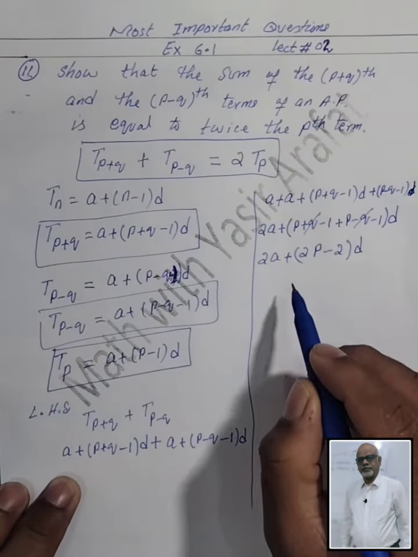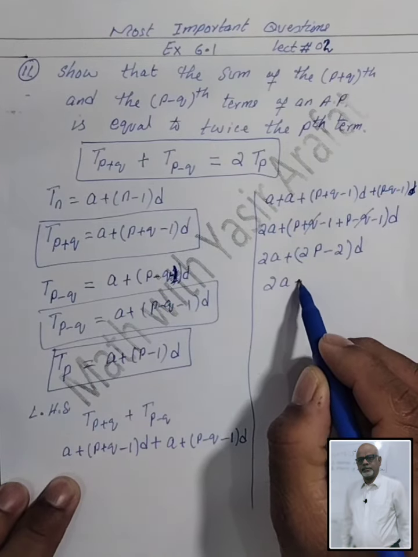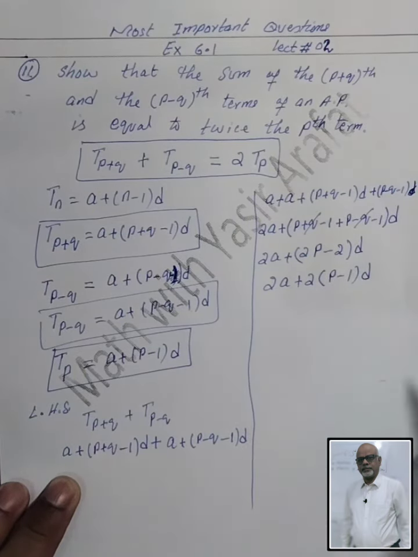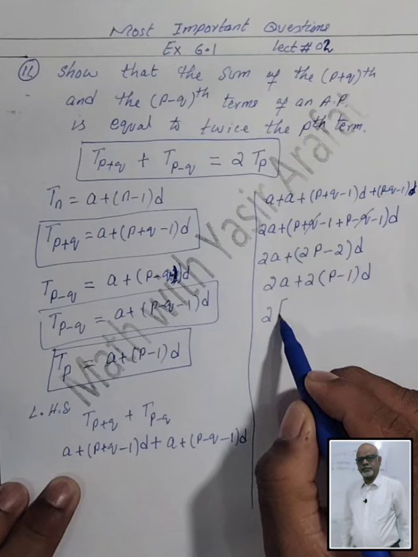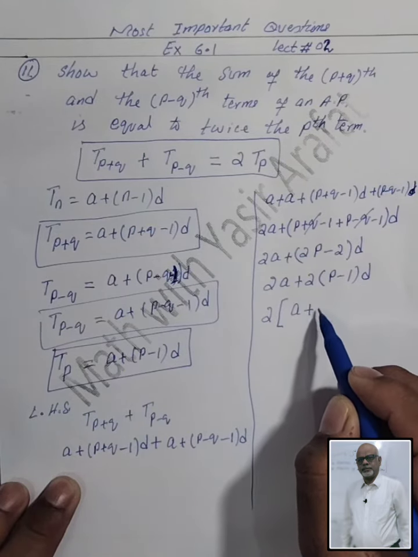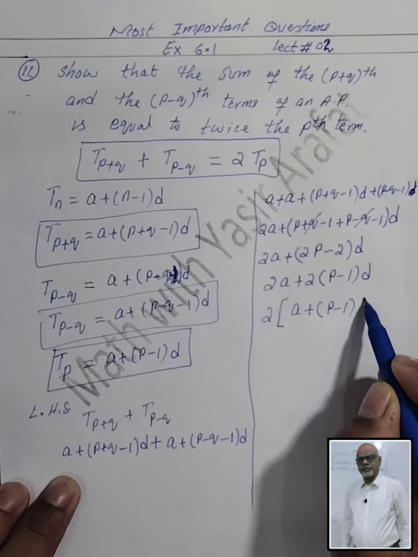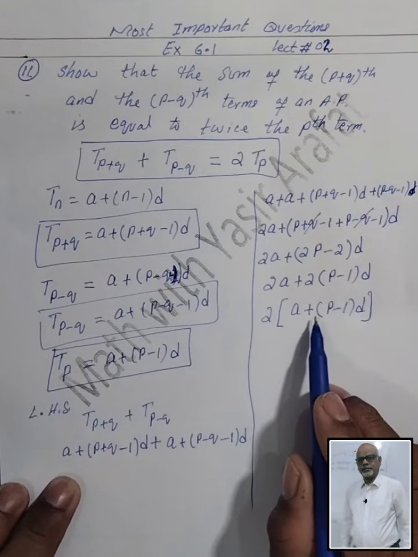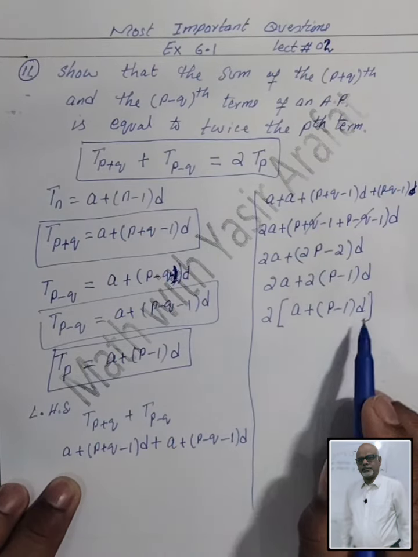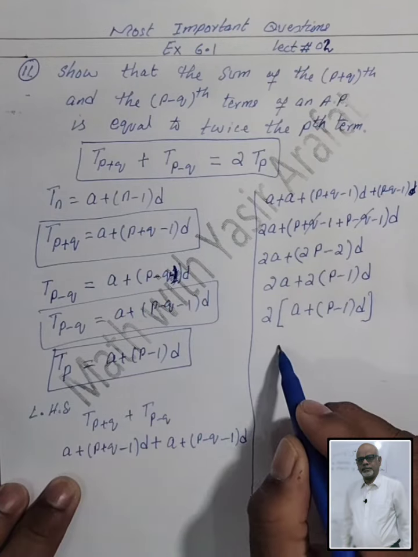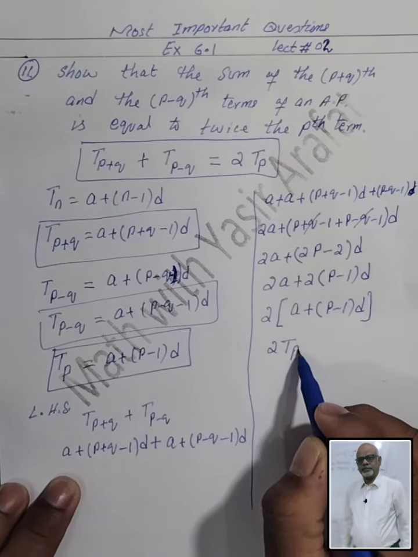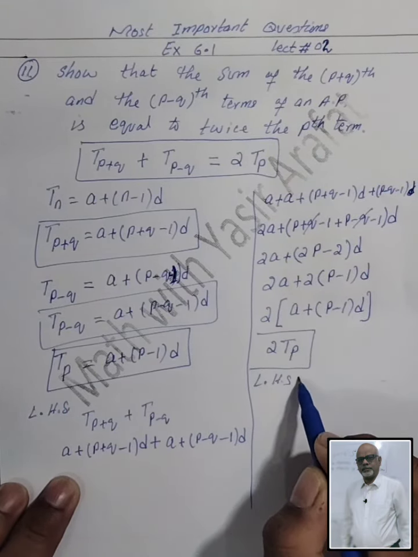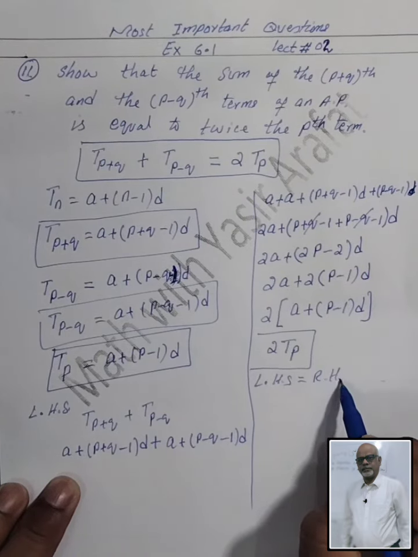So just take 2 common here. This is (2p minus 2) into d, and we take the whole 2 common. So this is 2 times (a plus (p minus 1) into d). If you focus here, this is a plus (p minus 1) into d, which is equal to Tp. So the left hand side equals the right hand side.